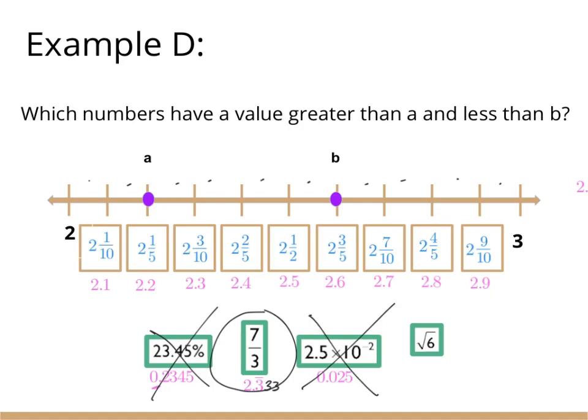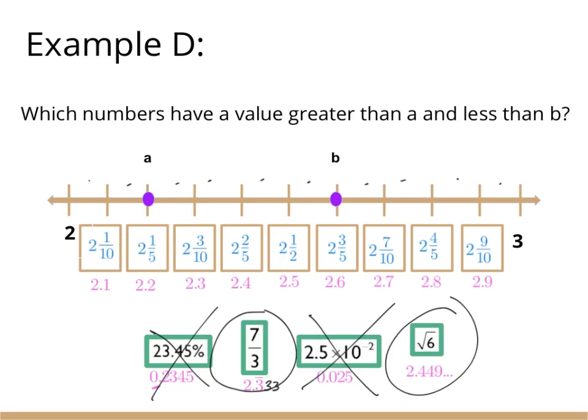And the last one is the square root of 6. I'm going to go ahead and put the 6 in my calculator, hit that square root button. When I go ahead and do that, I end up with 2.449949 on and on and on forever and ever and never stopping. So when I get that, I determine: is that between 2.2 and 2.6? And it is. The 4 falls between the 2 and the 6, so that is a correct answer.